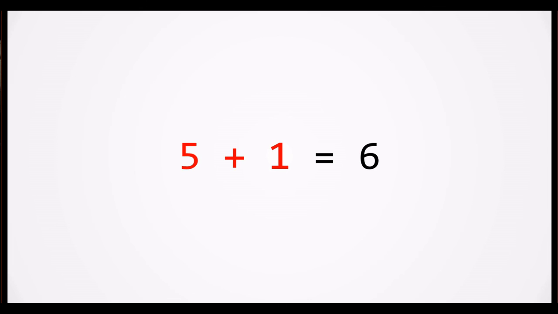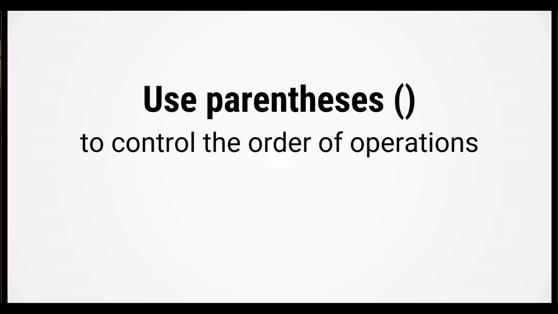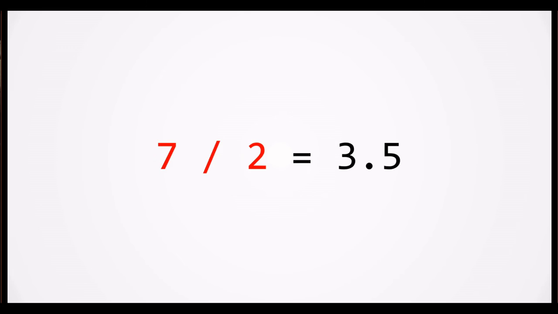You can control the order of operations by using parentheses. Expressions in parentheses are evaluated before the other operators. So, for example, going back to our previous equation, if we add parentheses around the addition operation, the value for 5 plus 2 is evaluated first, then the division, which gives us a final result of 3.5.